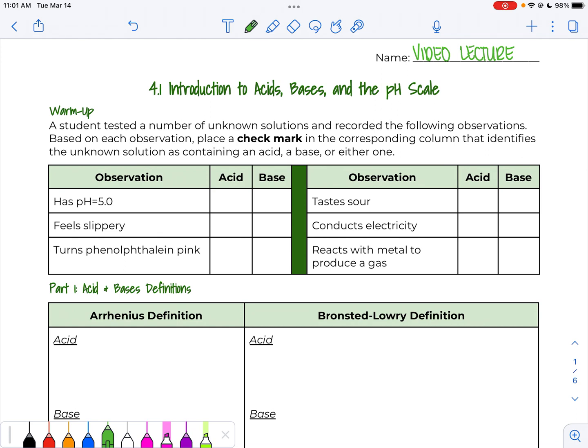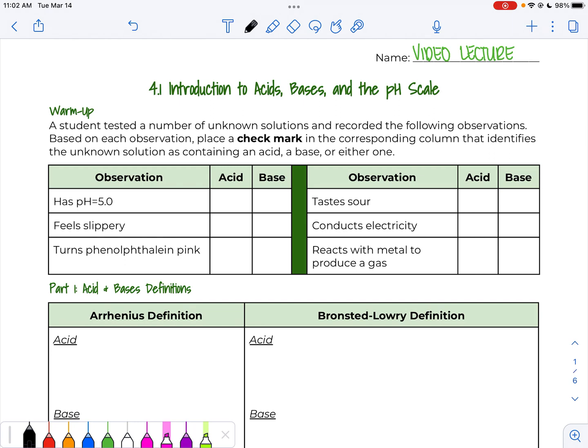So we're going to kick things off with a little bit of a review of acids and bases and calculating pH. So take a second to look at the warm-up question. I want you to pause the video and just see what you can remember about properties in acids and bases that we've taken a look at in the past. And then when you're done, come on back.